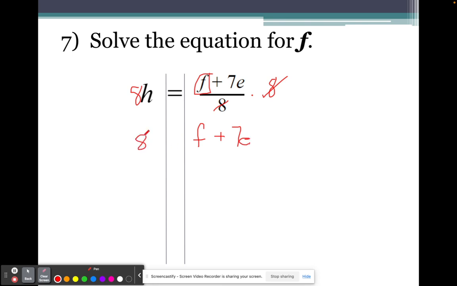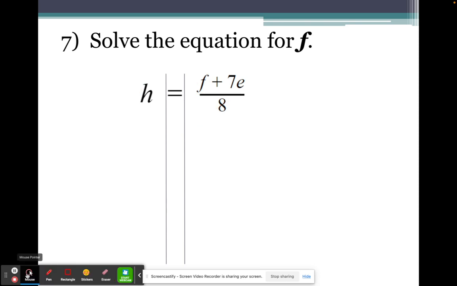My F still is not by itself. It has that 7e attached to it. So I'm going to subtract 7e from both sides. And F will equal 8h minus 7e. Don't forget you can pause the video if I go too fast at any point.